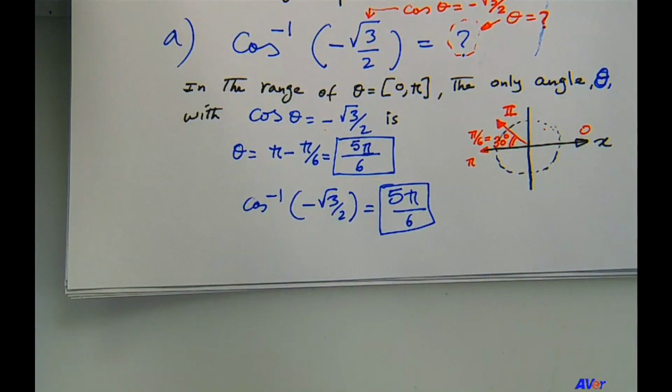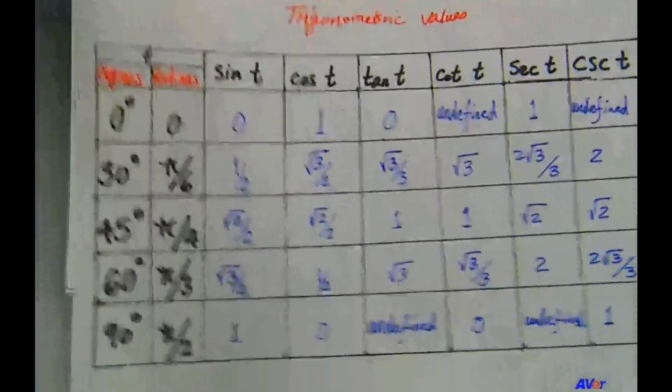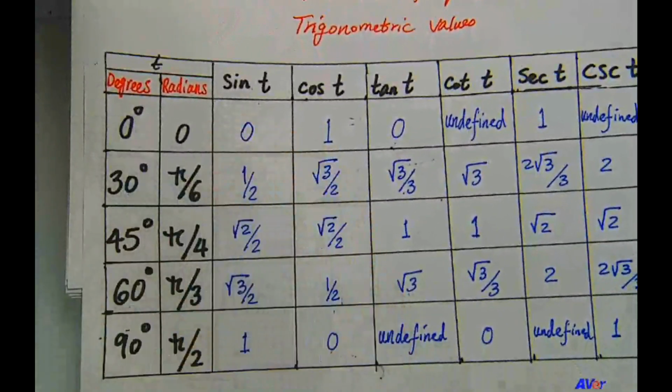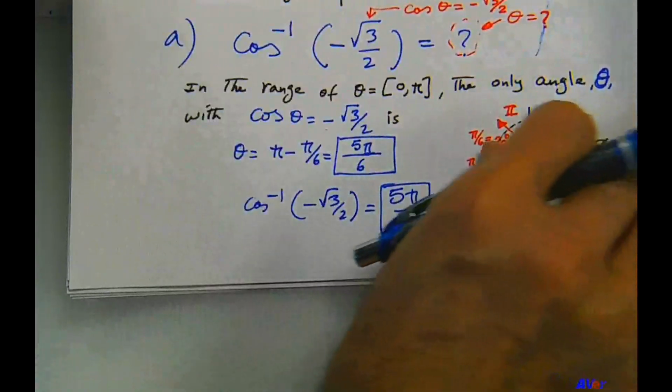So just remember, please, that this table of special trigonometric values gives us the reference angles. These reference angles are very, very important in trigonometry. Okay. So let's do another example.